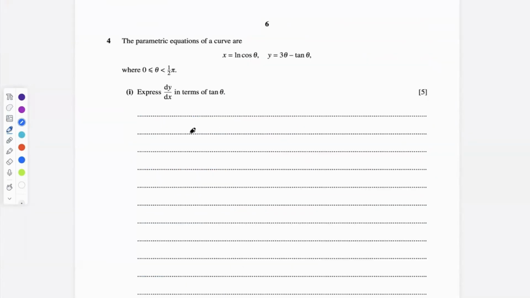The parametric equations of a curve are x equals ln cos theta and y equals 3 theta minus tan theta. In part 1, we have to express dy/dx in terms of tan theta. So to find dy/dx, first we'll find dx/d theta.